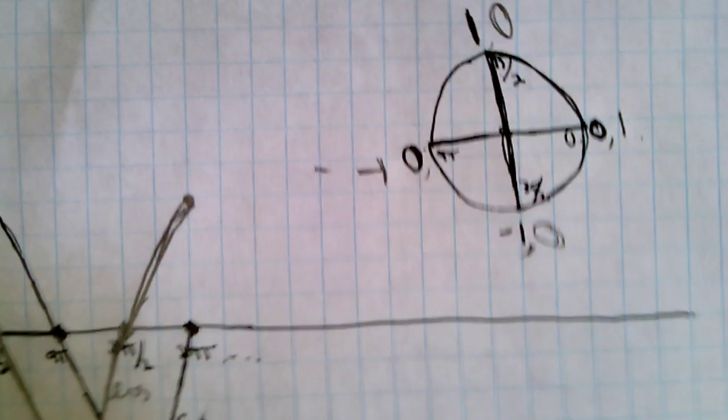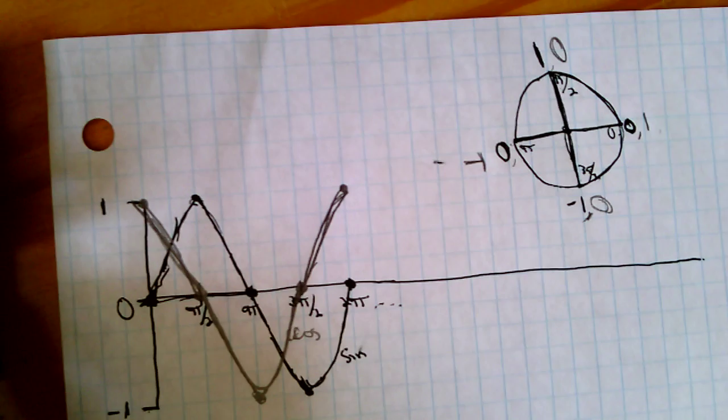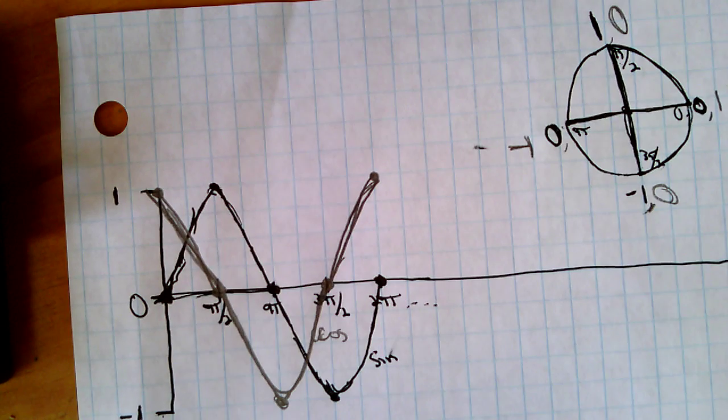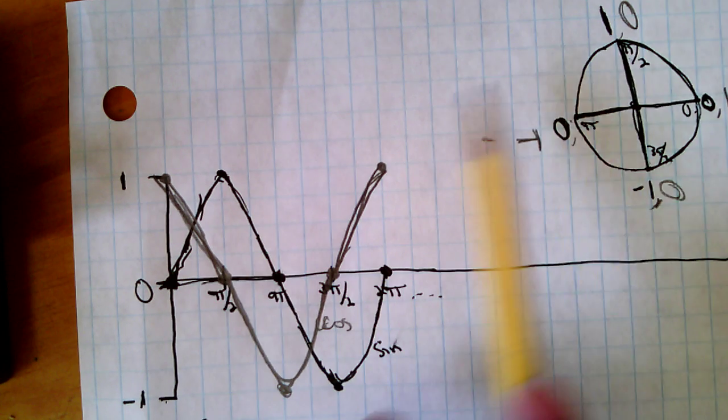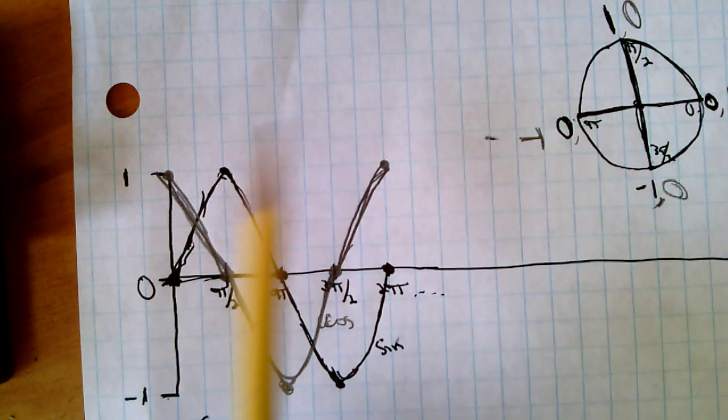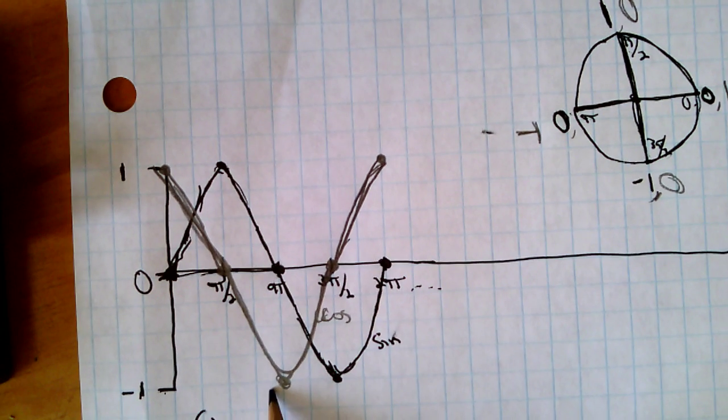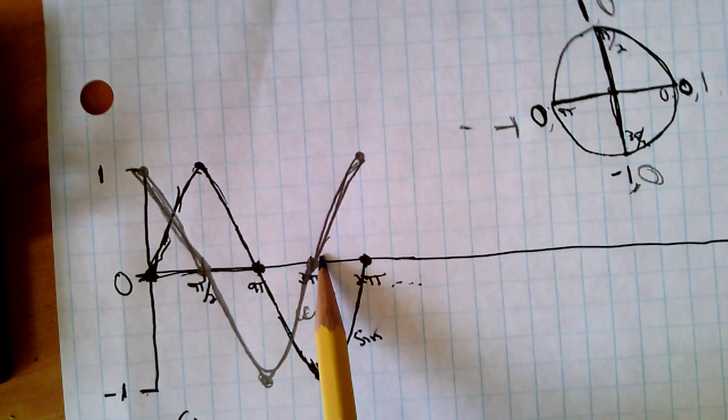I know you're thinking, how do I know this? But I'll show you. There's a shortcut. So it starts at 1, goes to 0 at pi over 2, or 90 degrees, goes down to negative 1, and then goes back to 0.